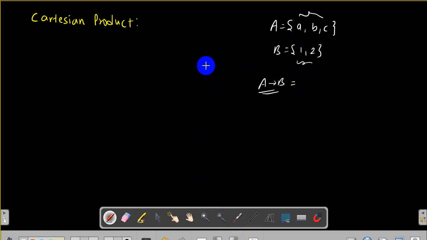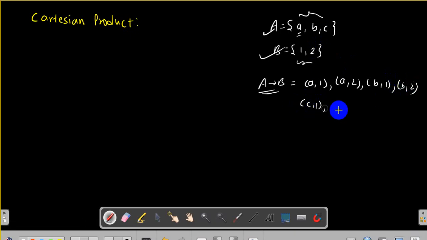Now, Cartesian product means it is the set of all the ordered pairs that can be made from A to B. Now, from A to B, all these elements will combine with these elements to form the ordered pairs. Like A will pair with 1, it forms A comma 1. Similarly, A will pair with this 2, it forms A comma 2. B pairs with 1, B comma 1. B pairs with 2, B comma 2. C pairs with 1, so it becomes C comma 1. C pairs with 2 and it forms C comma 2.